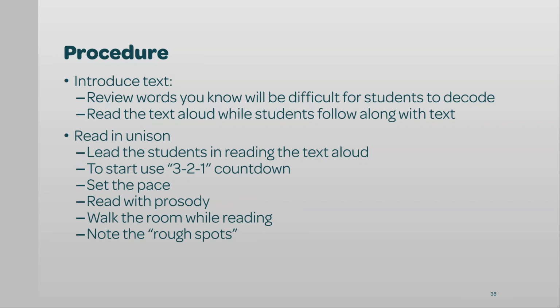The students then read the text aloud in unison with you. To get them started, you want to use what I call a 3, 2, 1 countdown. The first time you do this, students are going to start at all different rates. They're going to laugh. It's going to be funny. You just do it a few times, and then eventually they'll get to where they can all start at the same time. You set the pace for the class. The readers listen to your voice, and you set the pace.